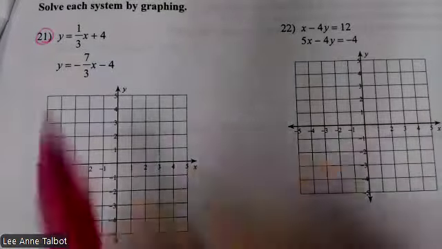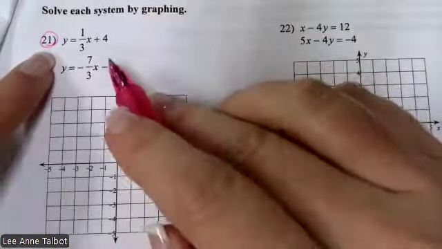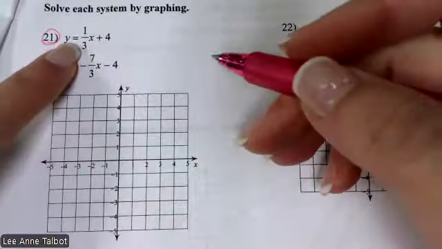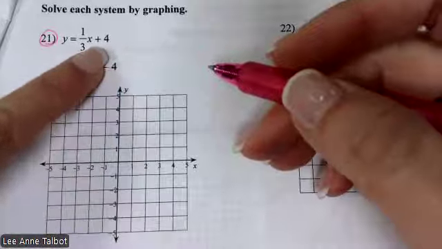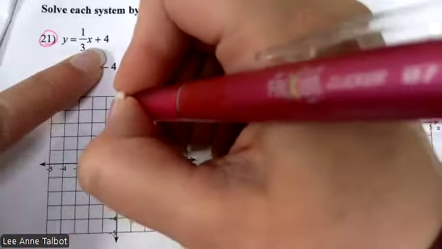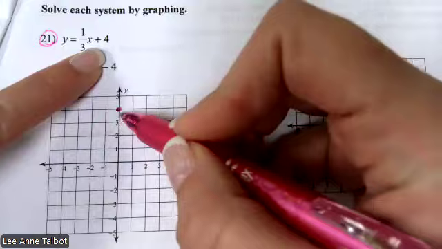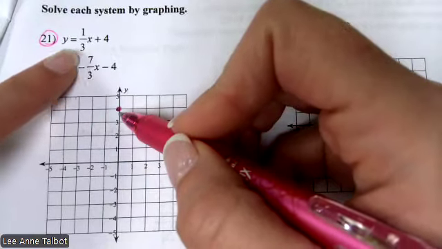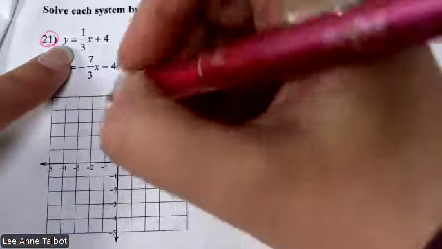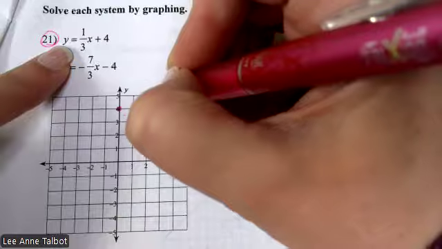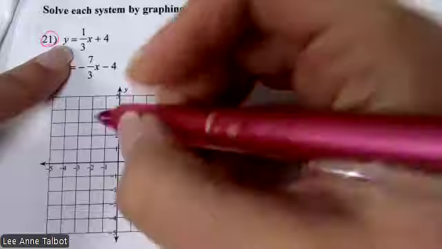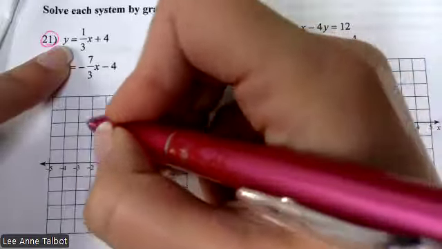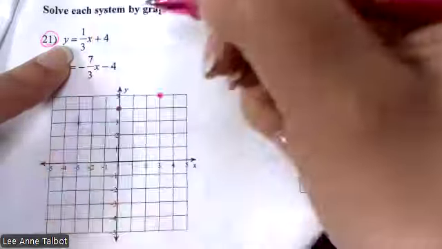Okay, solve each system by graphing. I'm going to graph the top one. Y equals 1/3 x plus 4. Start with the plus 4 and go up 4 and make a dot. Slope is 1/3, so that's up 1 over 3. And then backtrack it, down 1, back 3.